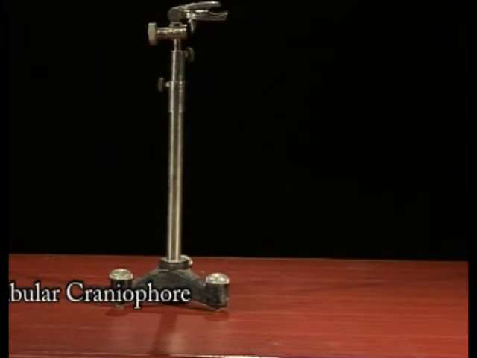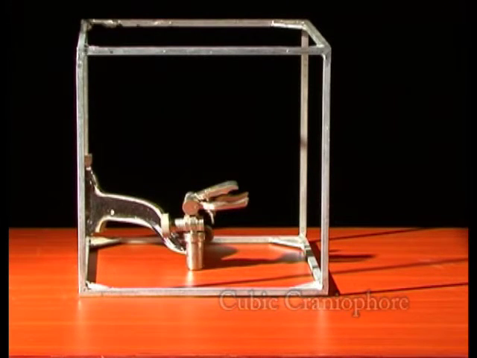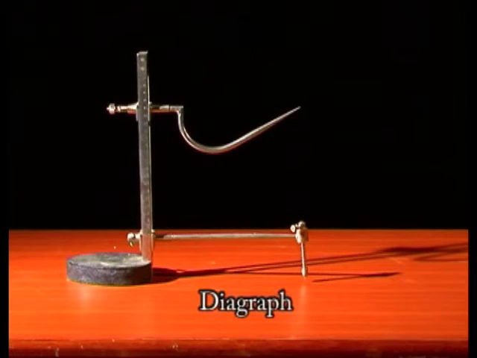Today's deliberation will be identification of the instruments, that is tubular craniophore, cubic craniophore and diagraph. In order to study man, particularly the skeletal remains of the skull and the face, certain specialized instruments such as tubular craniophore, cubic craniophore, diagraph, etc. have been designed for the purpose.